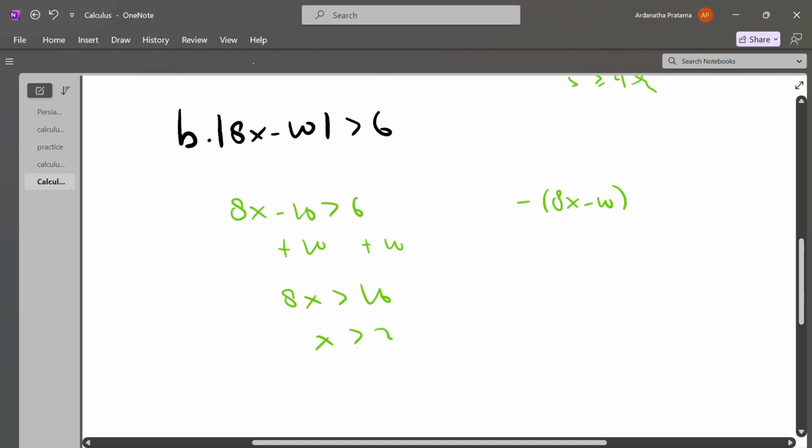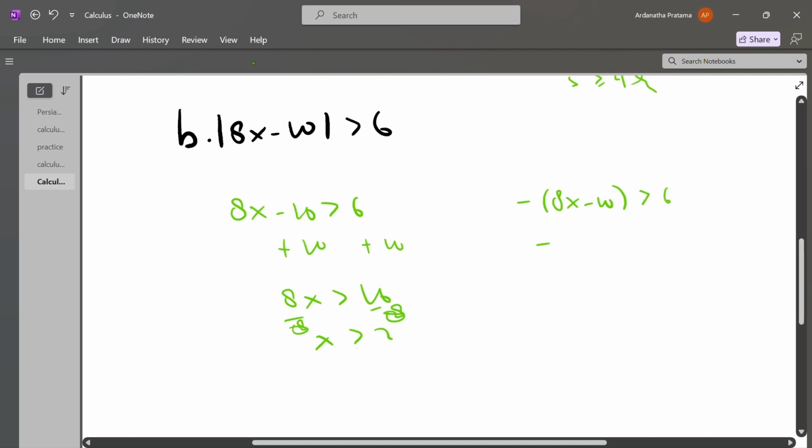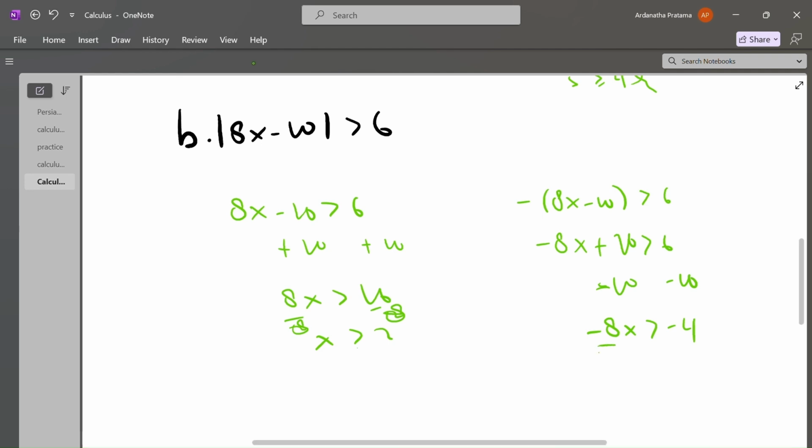And then for the minus version, minus in parentheses 8x minus 10 is greater than 6. So we multiply it by minus 1: minus 8x plus 10 is greater than 6. I'm sorry, we subtract 10 on both sides. So we have minus 8x is greater than minus 4.